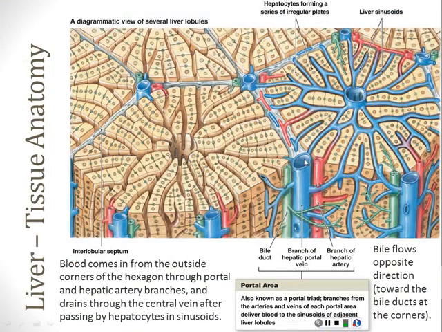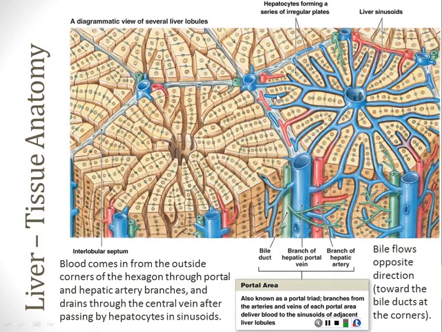At each of the corners of this hexagon right here, we have what's called the portal or the hepatic triad, which is a branch of the portal vein, which is coming from the digestive tract, a branch of the hepatic artery, which is coming from the aorta, and then a branch of the bile duct system, which is going to carry bile that's produced by these cells out of the liver.